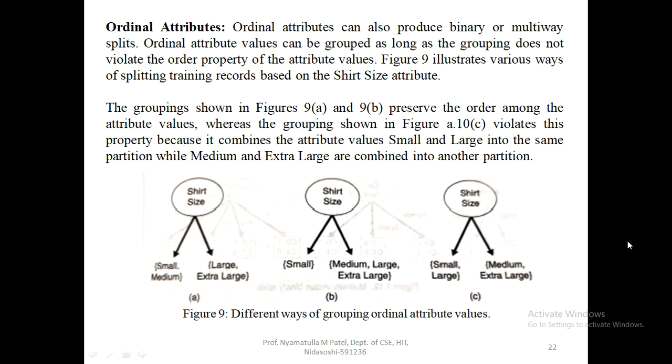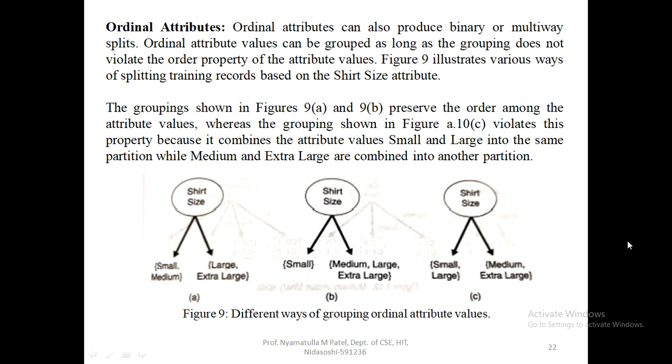Consider, for example, a shirt size: small, medium, large and extra large. Small and medium can be combined, large and extra large can be combined. You cannot combine small with extra large, and large with medium, because an order property violation will take place. So, whenever we are using an ordinal attribute, we should take into consideration that the order property should not be violated.